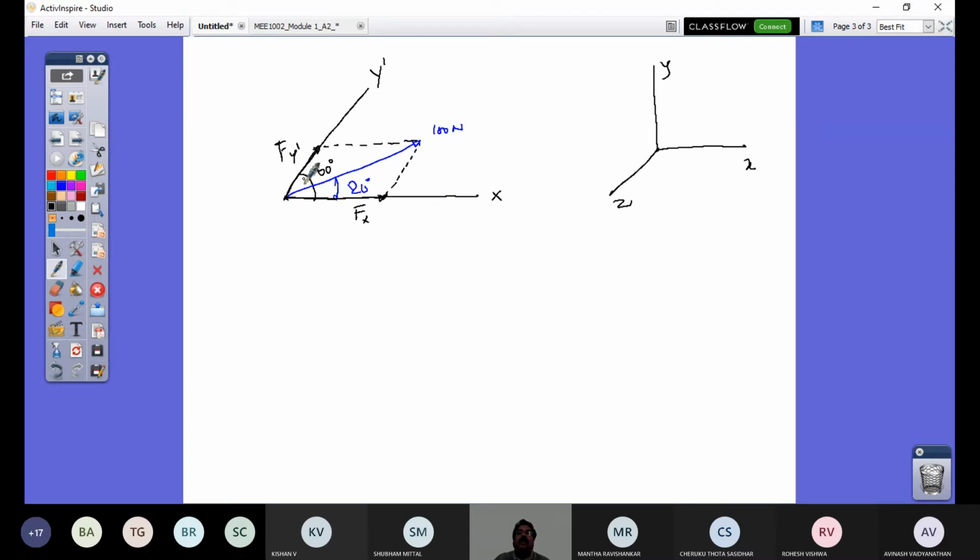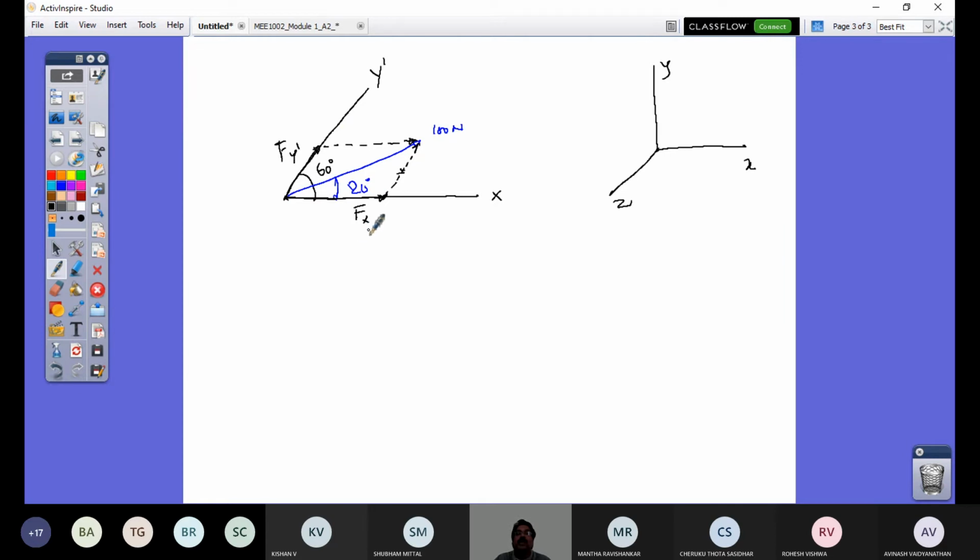In a parallelogram the opposite sides are parallel, so this side is the same as Fy dash, and this side is the same as Fx. Now what are the magnitudes of this Fx and Fy dash? I know the direction of these two components: one along the x-axis, another along the y dash axis, 60 degrees inclined to the x-axis. But their magnitudes are what I need to find out.